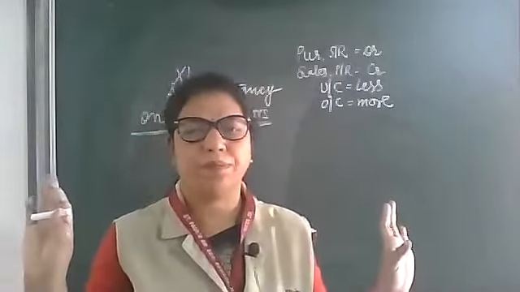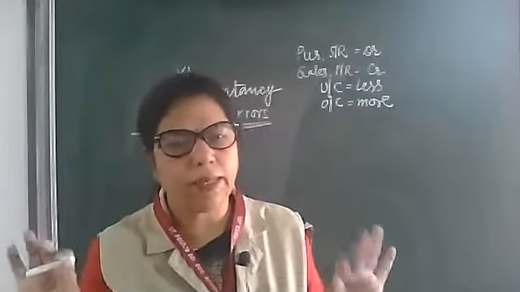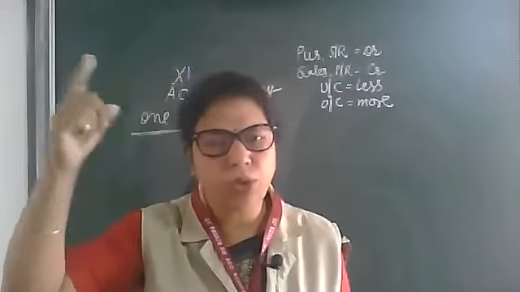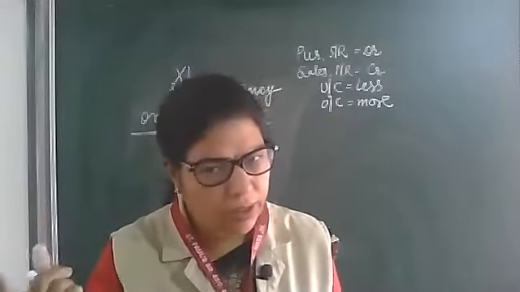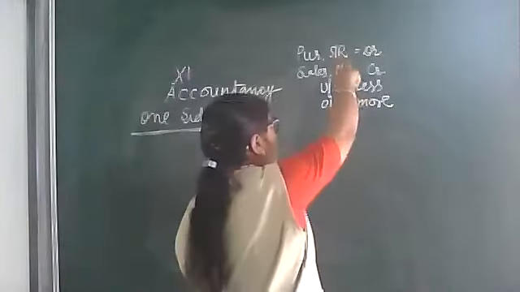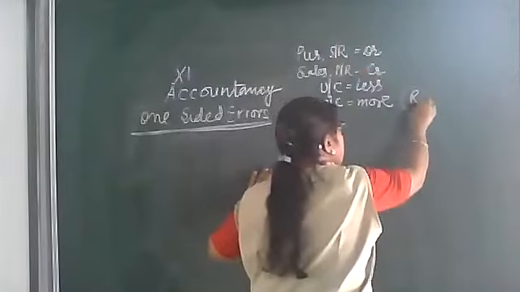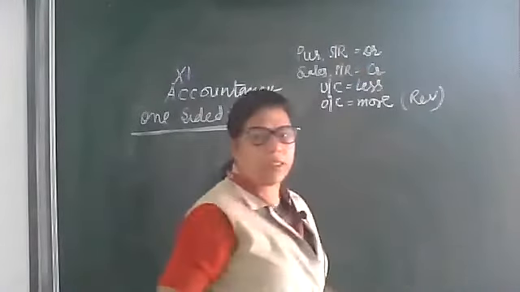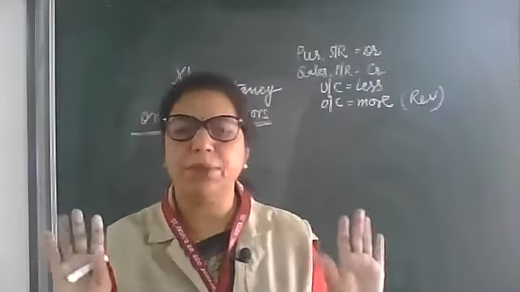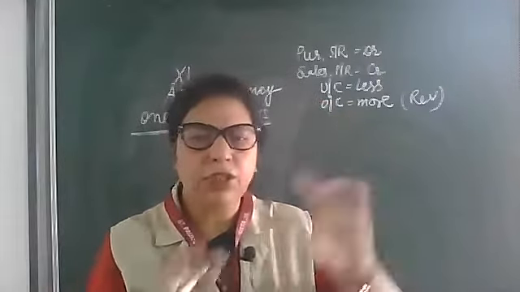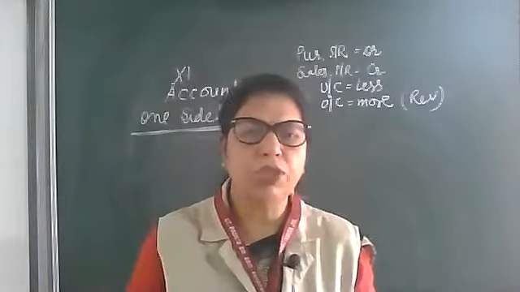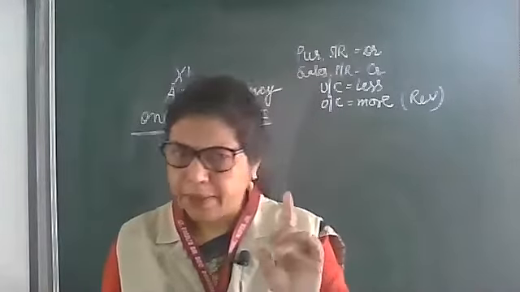Nothing more than that. Whenever there will be more entered or overcast, just make the reverse entry. Means whenever there will be overcast, do the reverse entry. Simple. So these four lines will make the one-sided error easy. My dear children, don't be worried.